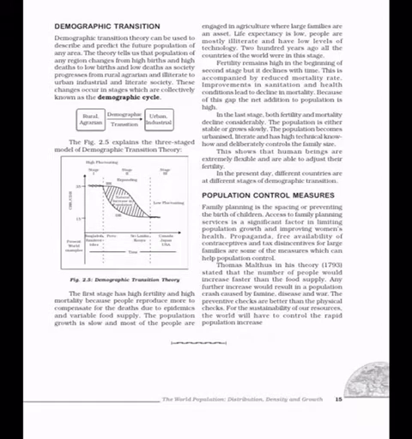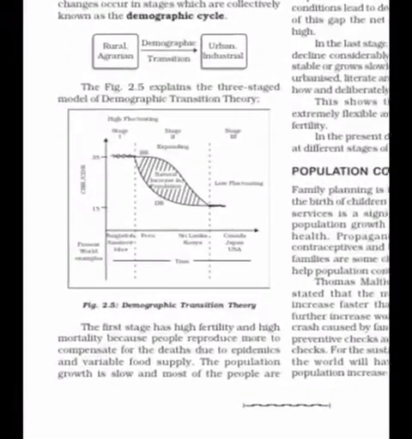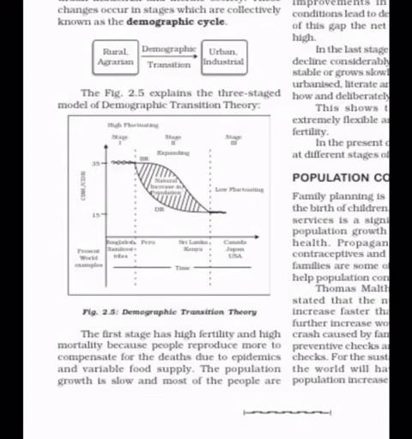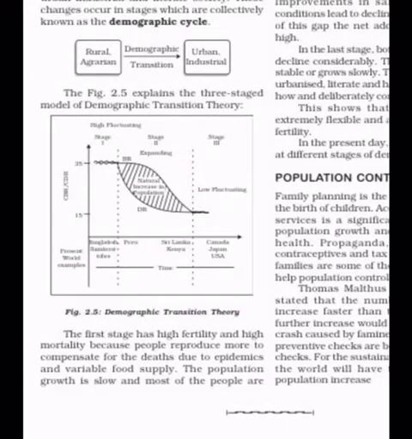You can see this diagram. We have first stage, second stage and third stage. So see the diagram and I'm explaining this. The first stage has high fertility and high mortality because people reproduce more to compensate for the deaths due to epidemics and limited food supplies.